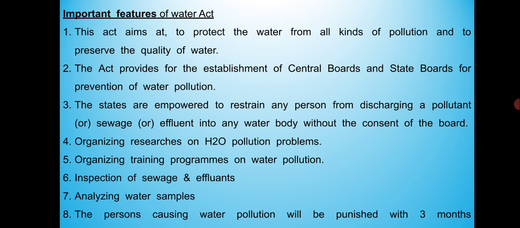The states are empowered to restrain any person from discharging a pollutant, sewage or effluent into any water body without the consent of the board. Organizing research on water pollution problems. Organizing training programs on water pollution. Inspection of sewage and effluents. Analyzing water samples. The person causing water pollution will be punished with 3 months imprisonment.